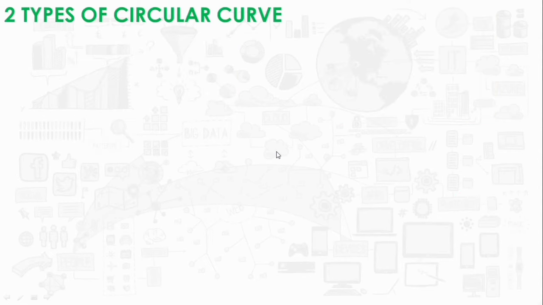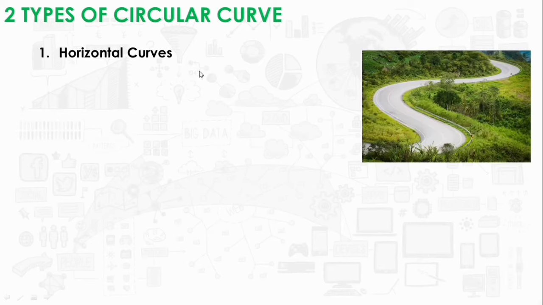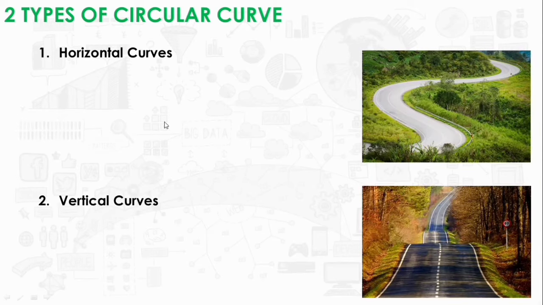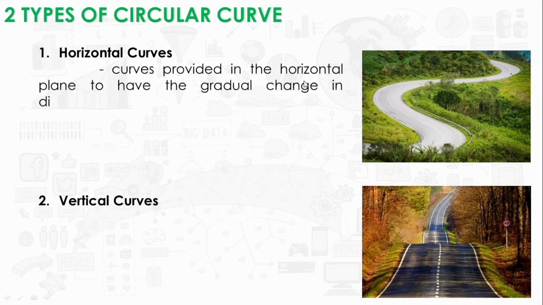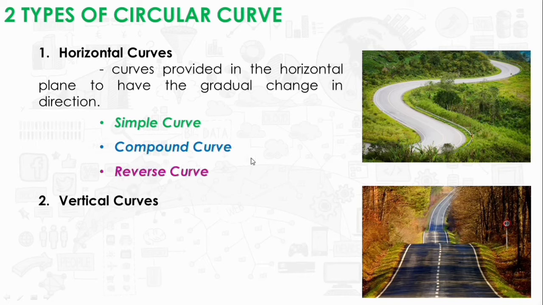So we have two types of circular curve, the horizontal curves and the vertical curves. Horizontal curves are curves provided in the horizontal plane to have a gradual change in direction. So horizontal curves are classified into three: the simple curve, the compound curve, and the reverse curve.